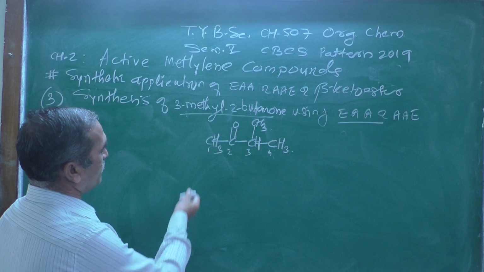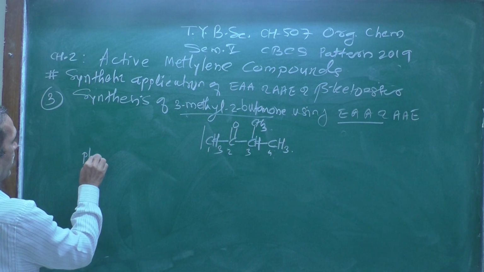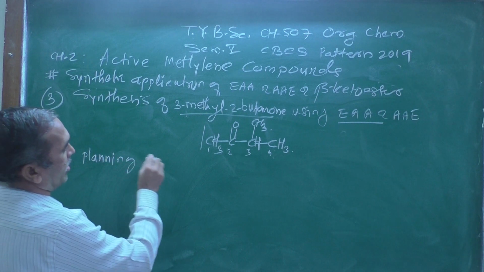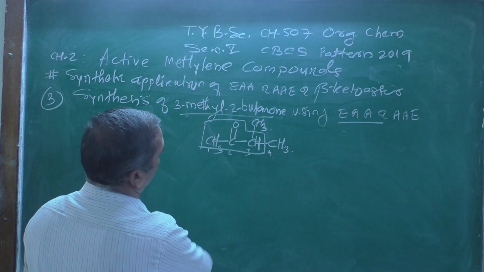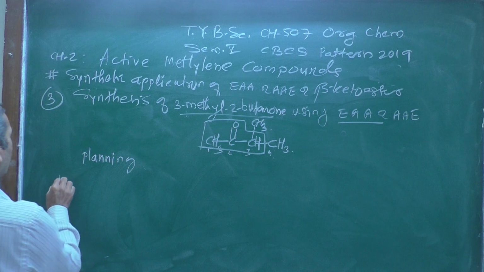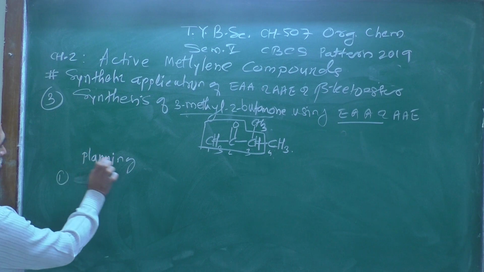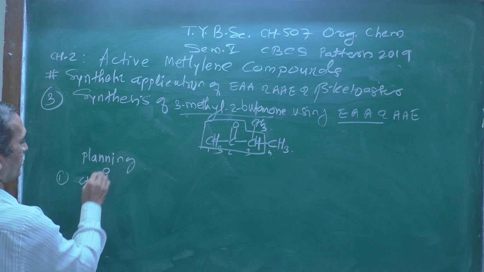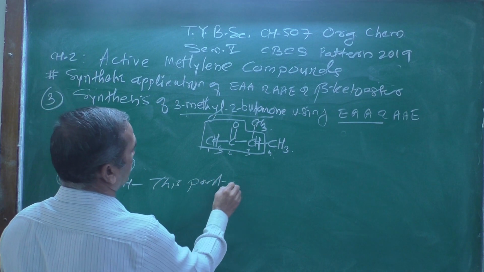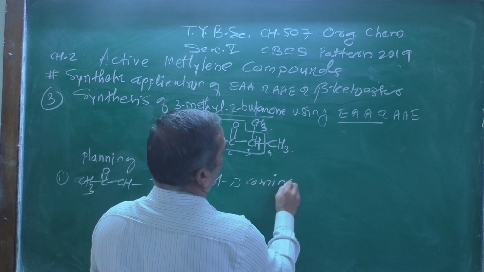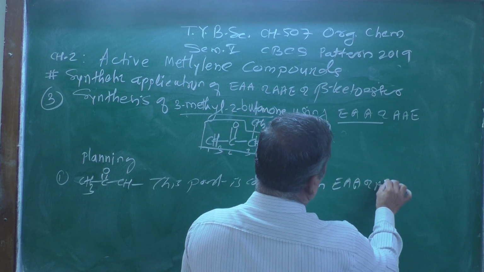Now this is the planning. In the planning, CH3 C double bond O, this part I am marking over here. This part, CH3 C double bond O CH, is coming from ethyl acetoacetate or acetoacetic ester.